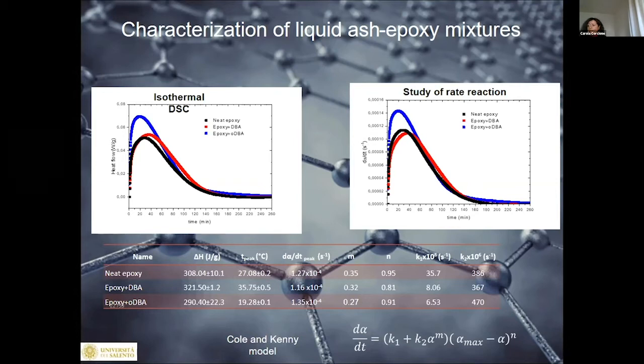Note that M is associated with the increase of the reaction rate at the beginning of the reaction, as I told you before, at low values of alpha and before the peak, while N prevails in the final part of the reaction. You also know that high values of alpha are related to N. So the lower value of N observed when the oxidized filler ODBA is used indicates that the autocatalytic effect is higher than that of the net epoxy resin.